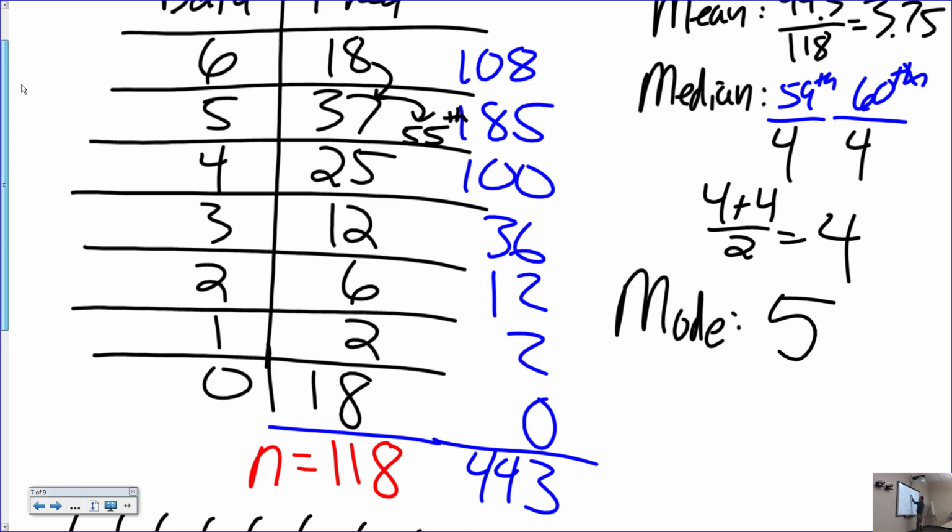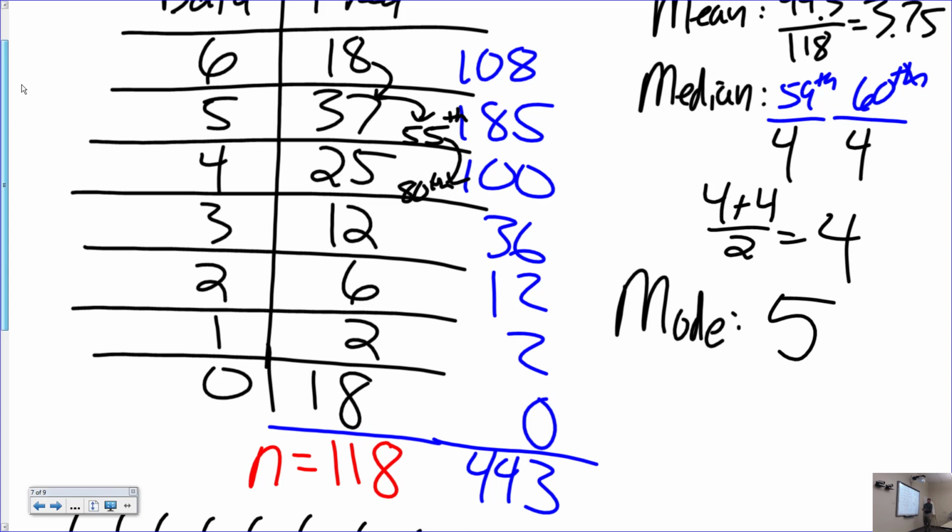Exactly. Because if you add 25 to 55, you're going to get to the 80th number. So 59 and 60 are both between 55 and 80. Then you just average the two 4s. But it was supposed to be the average of the two middle numbers. Right, these are the two numbers in the middle, 4 and 4. 4 plus 4 over 2 is 4.